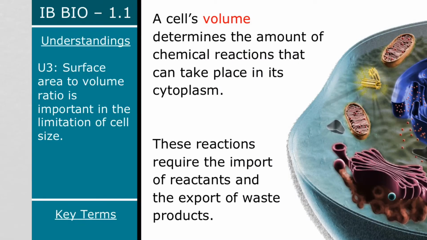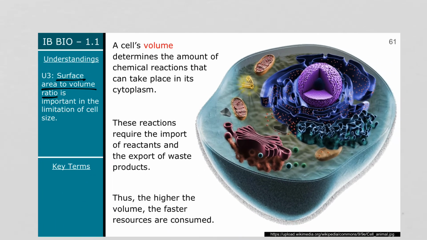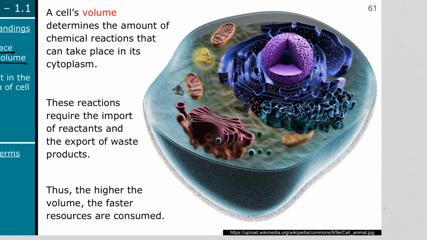Another important concept covered in 1.1 is surface area to volume ratio. And this is why cells are so small. A cell's volume is all of the stuff inside, all of the space that it takes up, which is essentially filled with cytoplasm and all of the organelles and the nucleus and all of the good stuff that goes on inside of the cell. A cell's volume determines the amount of chemical reactions that can take place.